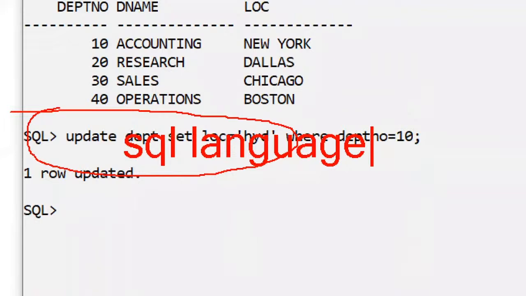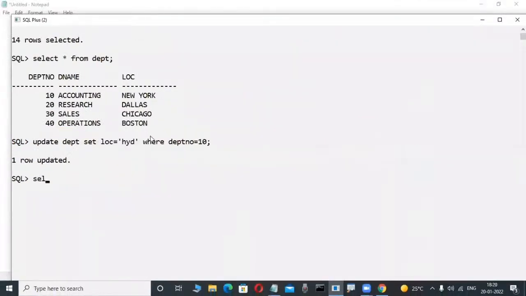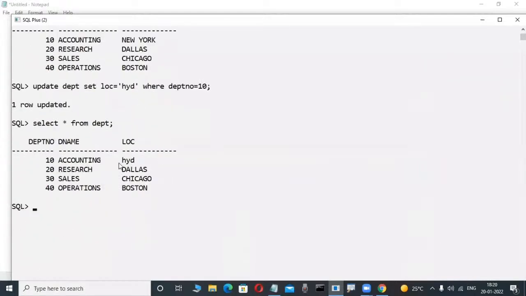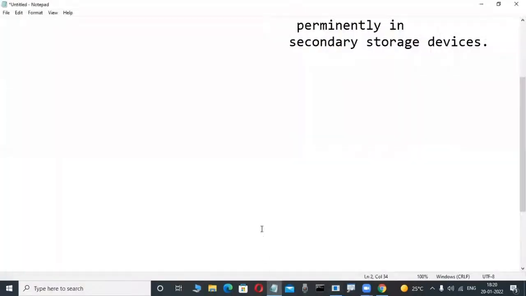Now observe it here. Once we write this type of coding, this is called the SQL language, then automatically it is reflected in your database. Observe it here, in your database. In the previous case, New York is there, but in this case, Hyderabad is the location, or not? Yes. That's why always observe it here.